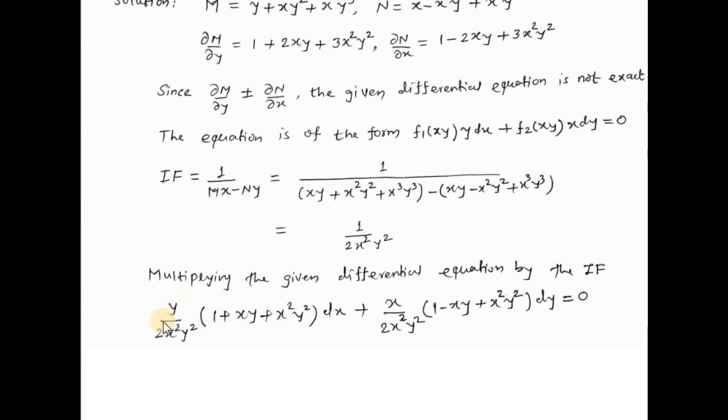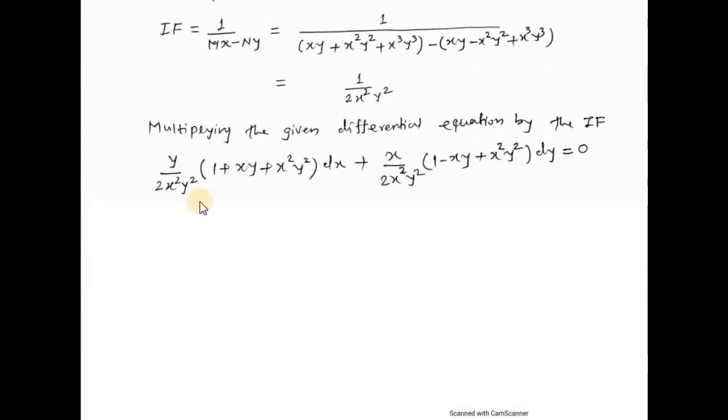So we will get y divided by 2x²y² in bracket (1 + xy + x²y²) dx + x divided by 2x²y² in bracket (1 − xy + x²y²) dy = 0. Here y divided by y² will be 1 divided by 2x²y.